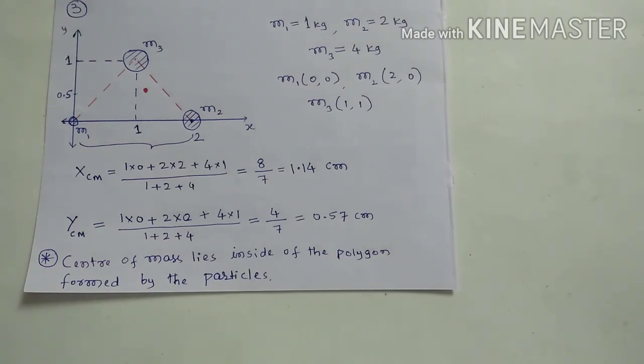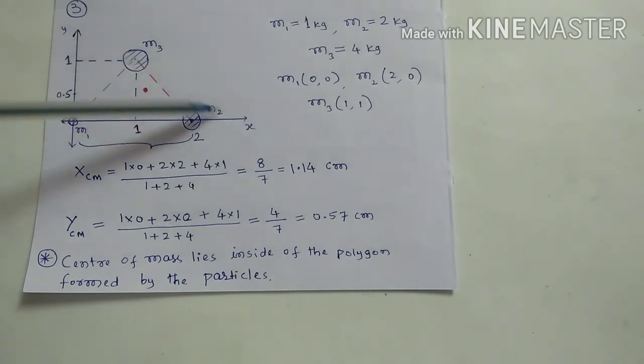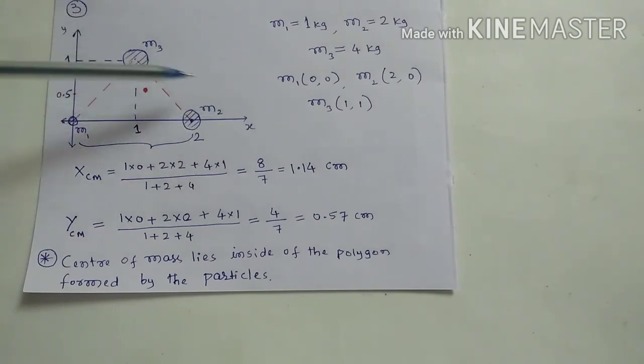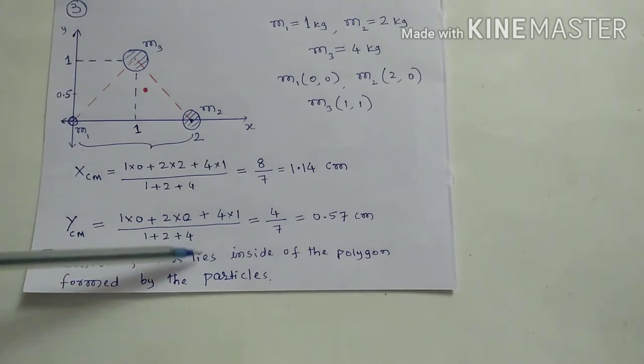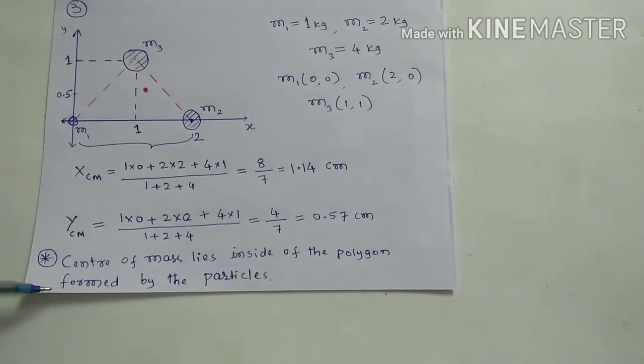What is the conclusion here? The beauty is the center of mass lies within this triangle here. That is concluded. So if 3 particles are there, join them like this. If you join them, it looks like a triangle. The center of mass of these 3 particles must be within this triangle. So I have concluded like this: the center of mass lies inside the polygon formed by the particles. Here the polygon is just like a triangle. If 4 particles are there, you join them, so within that polygon the center of mass has to be present. This is an important thing. You got it?